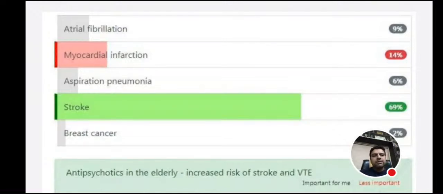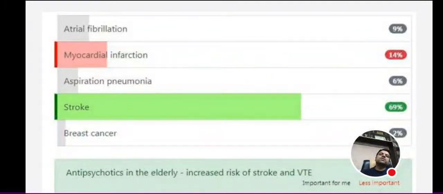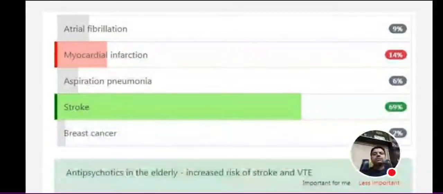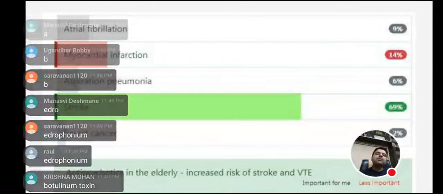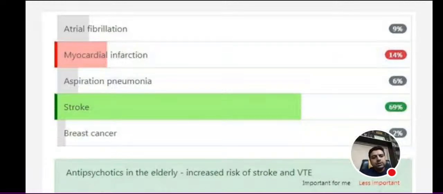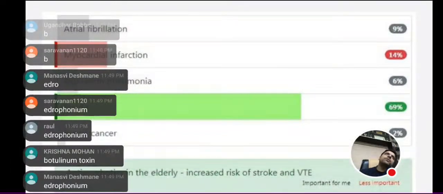In myasthenia gravis, which drug do we use for diagnosis? Name the drug which we use for diagnosis of myasthenia gravis. 30 seconds in your hands if you want. Botulinum toxin, no. Edrophonium. Remember edrophonium. The drug used for investigation in myasthenia gravis is edrophonium.